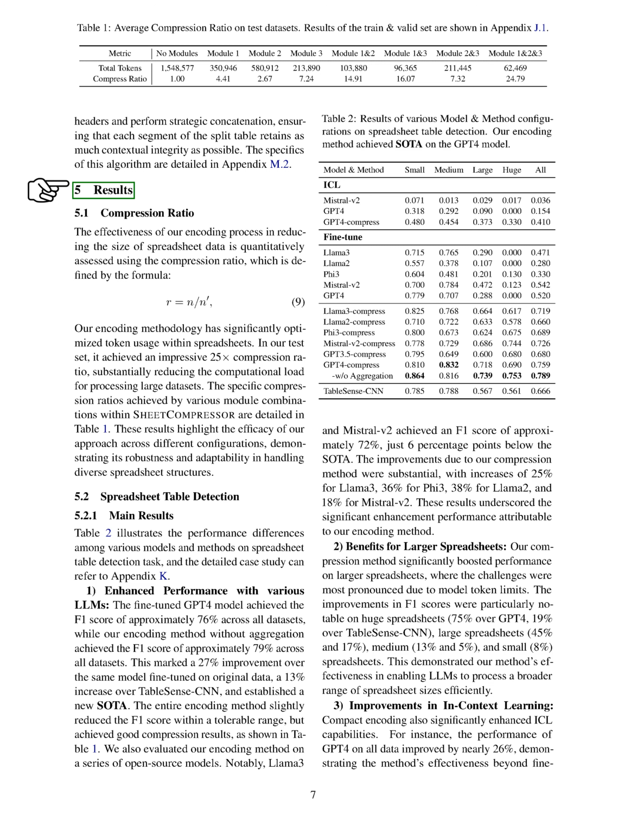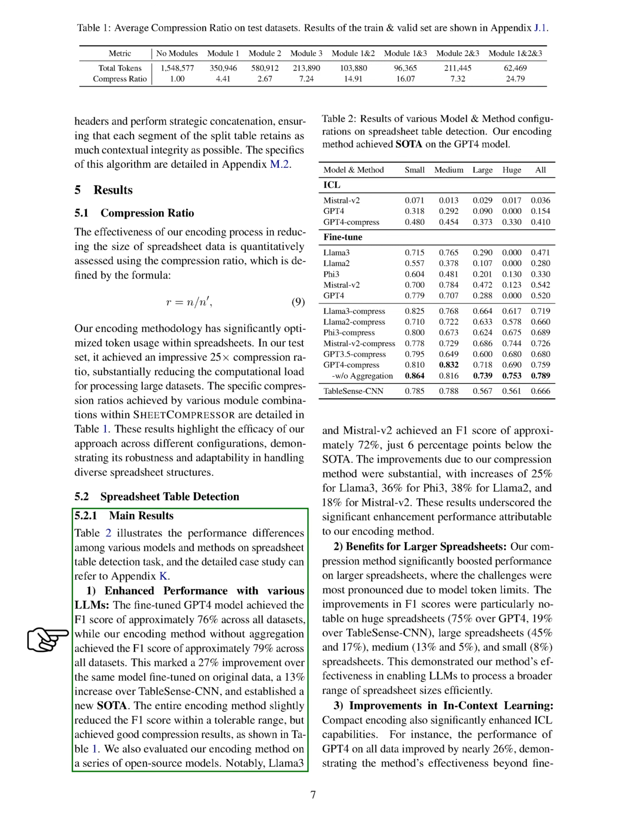Our encoding method achieved an impressive 25 times compression ratio, significantly reducing the computational load for processing large datasets. The results in the table show the compression ratios for different module combinations within SHEETCOMPRESSOR.